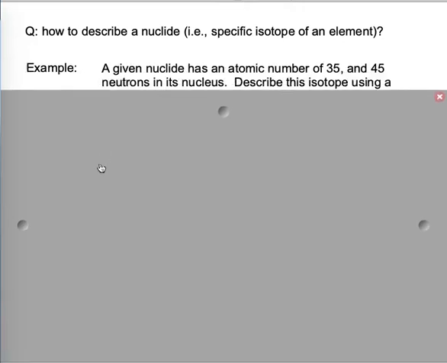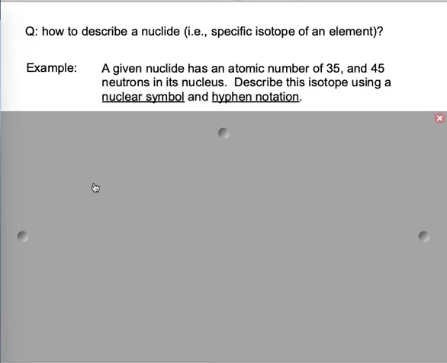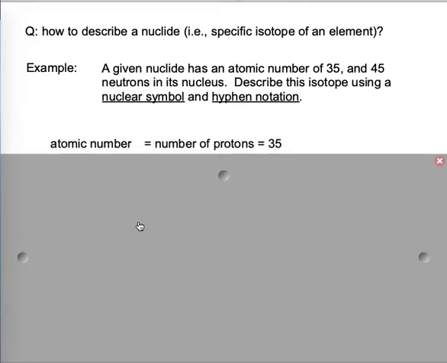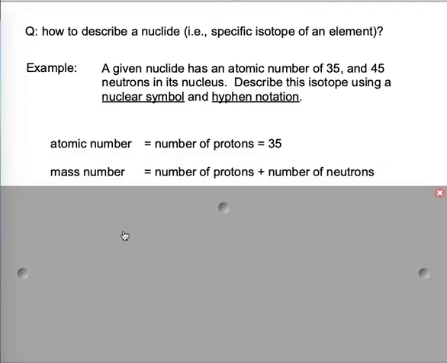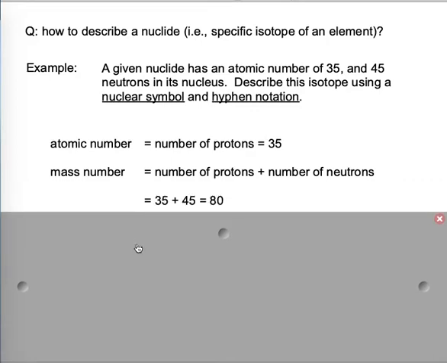So let's talk about how we're going to describe a nuclide. The word nuclide simply means a specific isotope of an element that has a defined number of protons and neutrons. Let's take an example. A given nuclide has an atomic number of 35 and 45 neutrons in its nucleus. Describe this isotope using a nuclear symbol and a hyphen notation. Well, we know that the atomic number is the number of protons, which is 35. And we know that the mass number is the sum of the protons plus neutrons. So I'll add those together to get a mass number of 80.